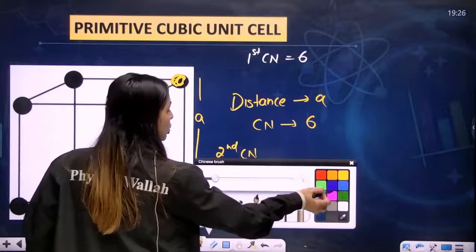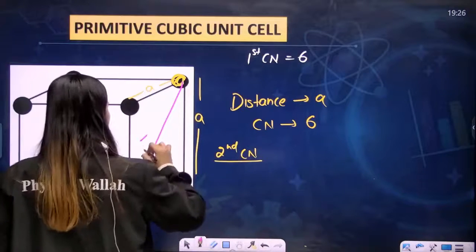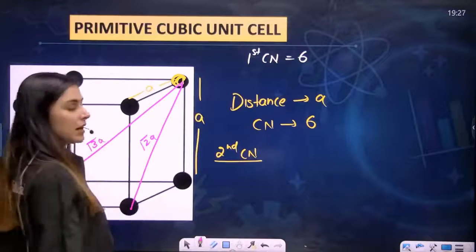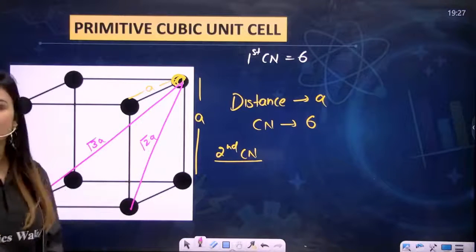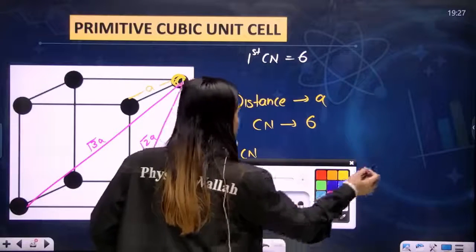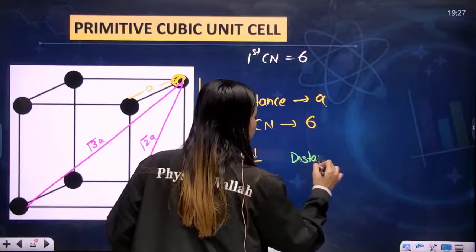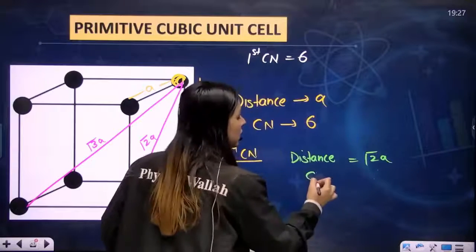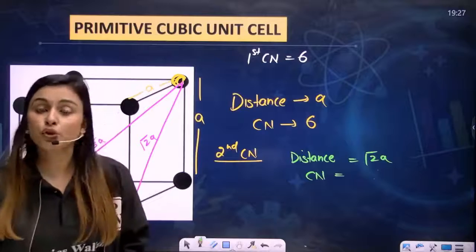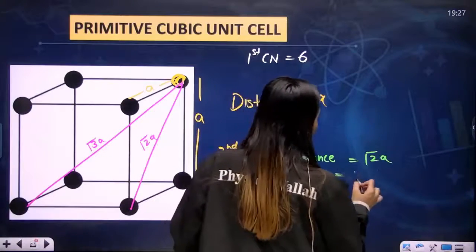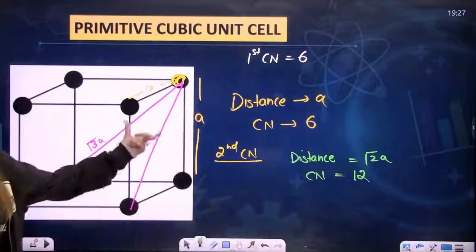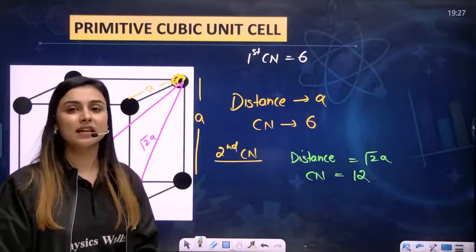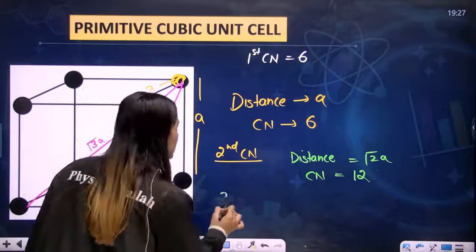If you see, you can say that this distance is root 2A and this distance is root 3A. Which is a closer distance? Root 2A. So can I say that the distance in the second nearest neighbor, or the second coordination number, is root 2A? Since it is a multiple of root 2, can I say that the coordination number will be 12? And yes, the second coordination number actually came out to be 12. Let's talk about the third coordination number.